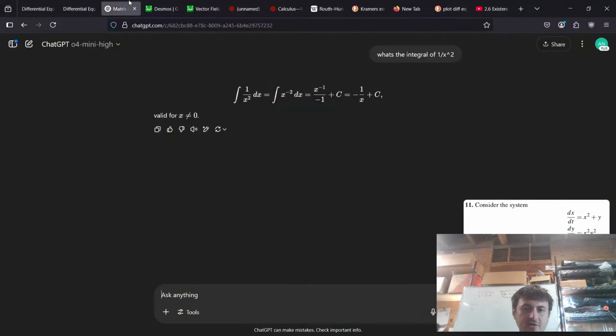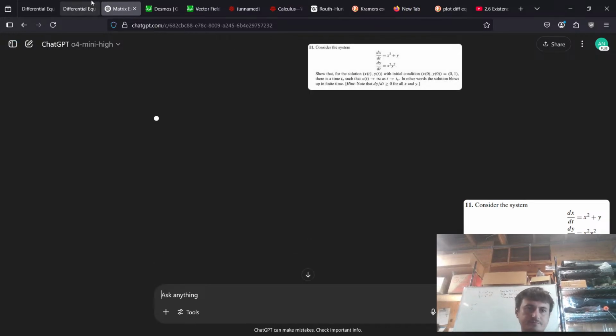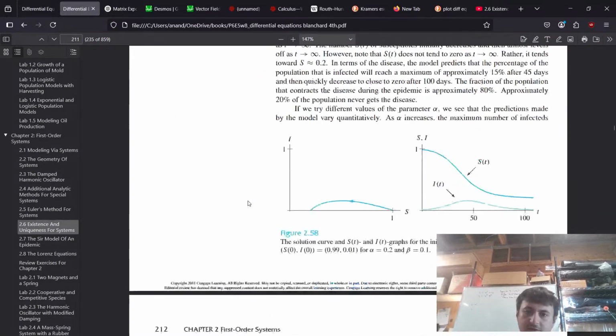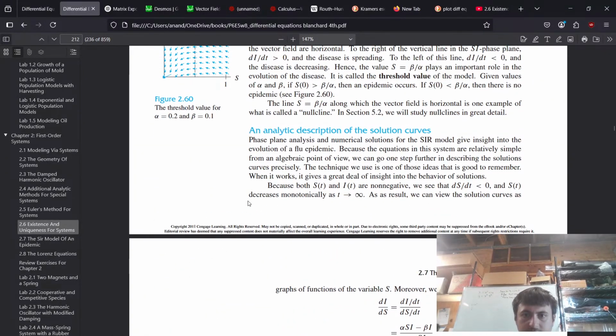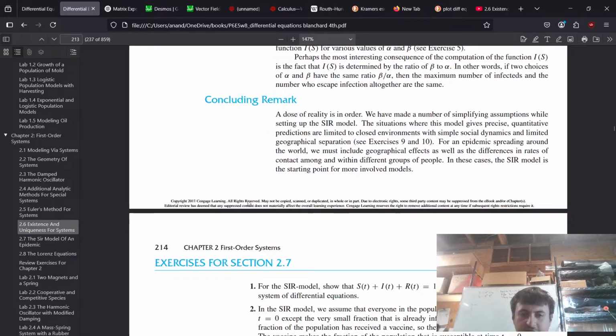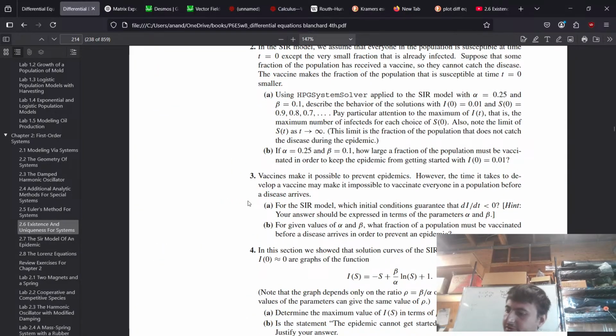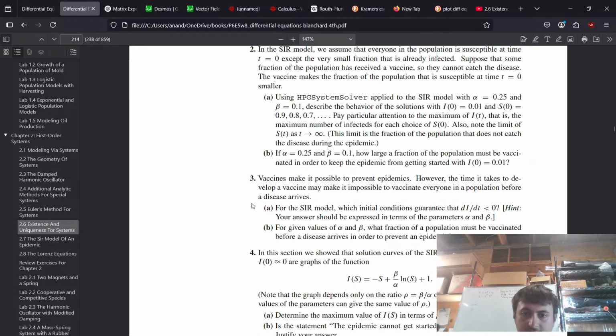I feel like the SIR model one's going to be easy. What could possibly be hard about this? It's easy, right? Analytic description, maybe that I'll cover. Let's see, which problems do we have to do for that one? 3 and 8.